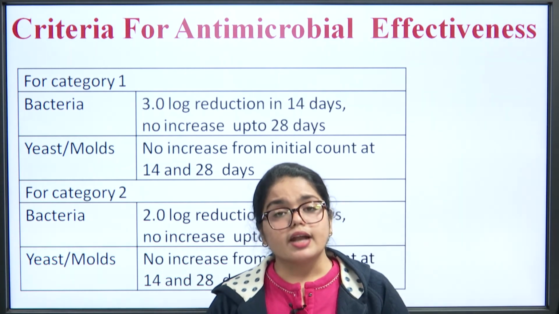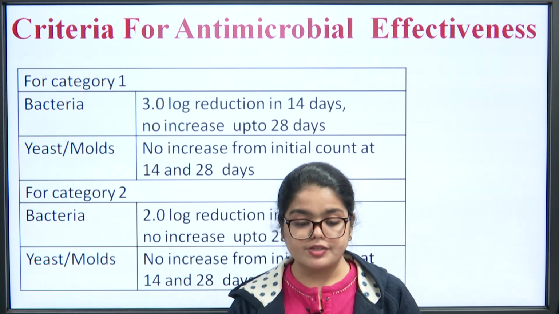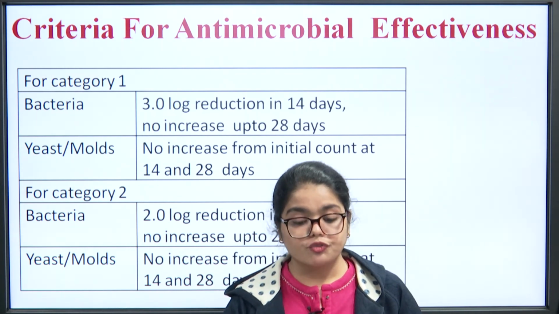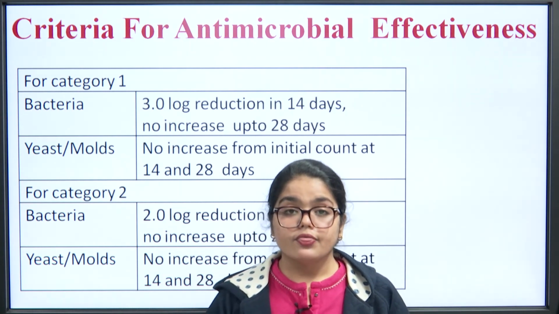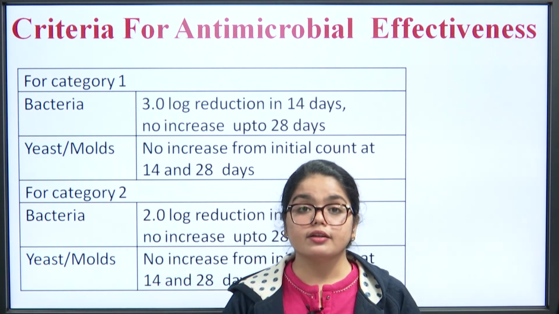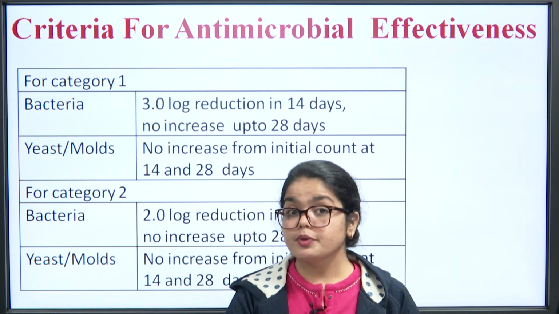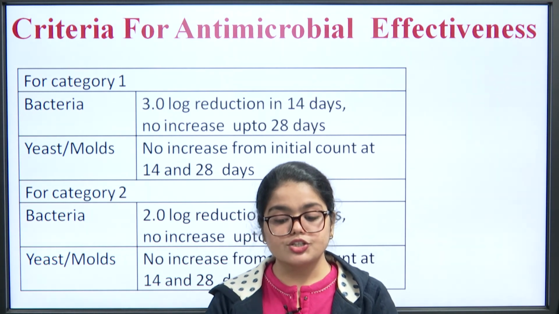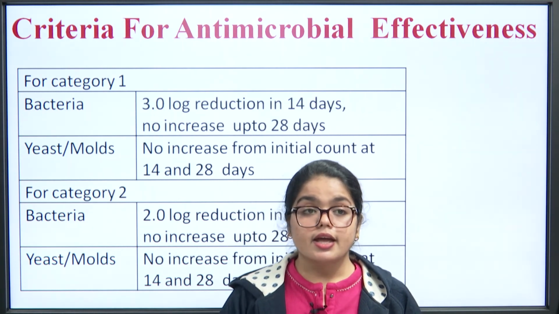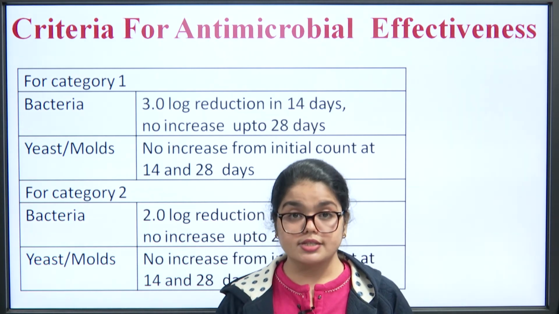Then comes the question, what are the criteria for antimicrobial effectiveness? For category 1, for bacteria, there should be a 3 log reduction in 14 days and no increase up to 28 days. That is, the preservative should show a 3 log reduction within 14 days, and up to 28 days there should be no growth beyond it. Then comes yeast and mold, no increase in initial count at 14 to 28 days. Within the range of 14 to 28 days there should be no increase in their growth.